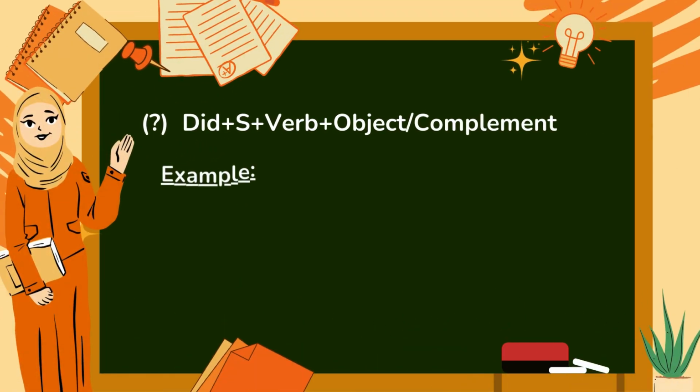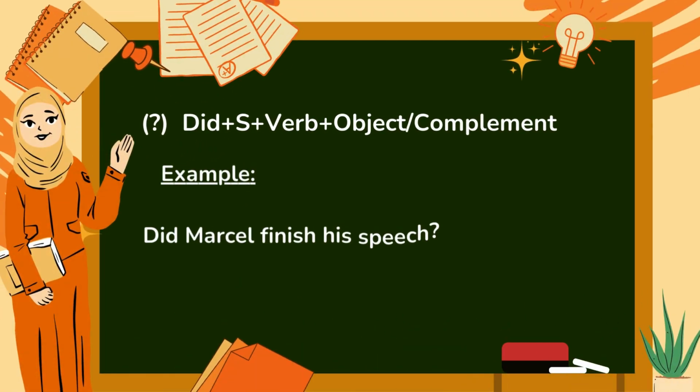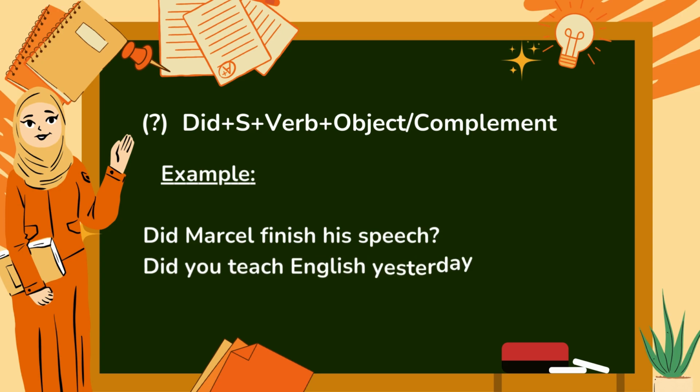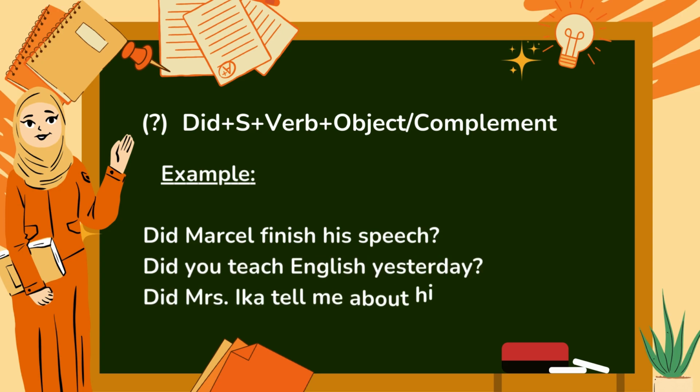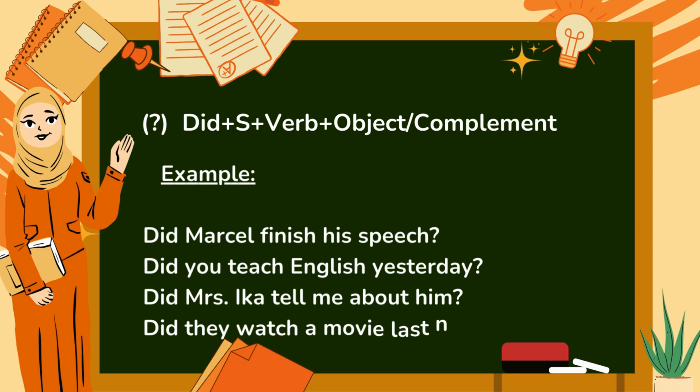The last is the interrogative sentence in the past tense. An interrogative sentence consists of did plus subject plus verb plus object or complement. For example, number 1, did Marcel finish his speech? Did as did, Marcel as subject, finish as verb, his speech as object.